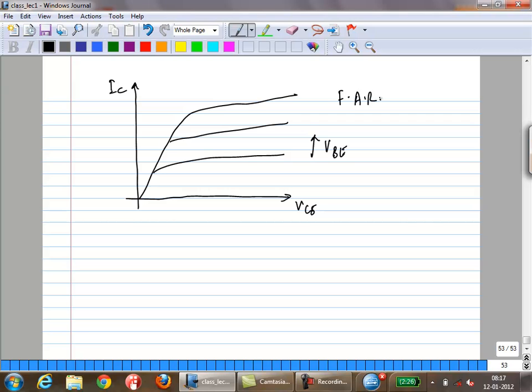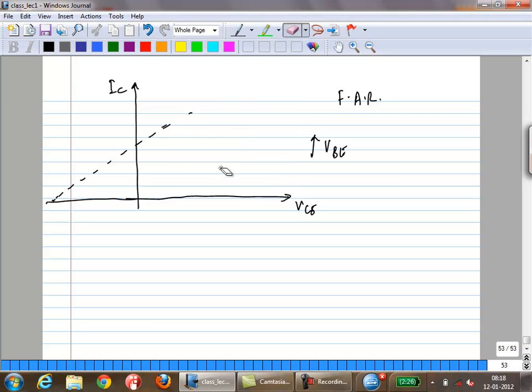This is called the forward active region. And this is the collector current as a function of collector emitter voltage for increasing base emitter voltage. I'm sure you all remember this. This is kind of the fundamental of the device operation, right? I should have drawn these better.